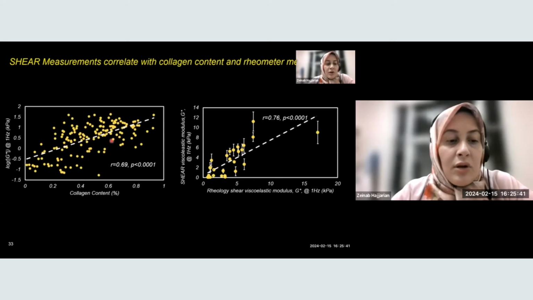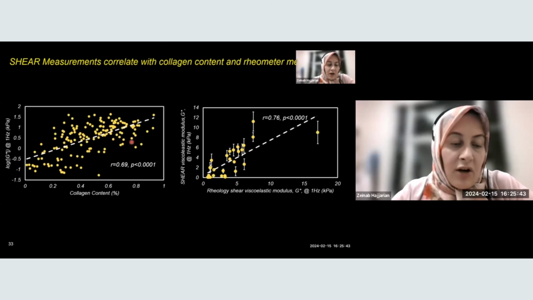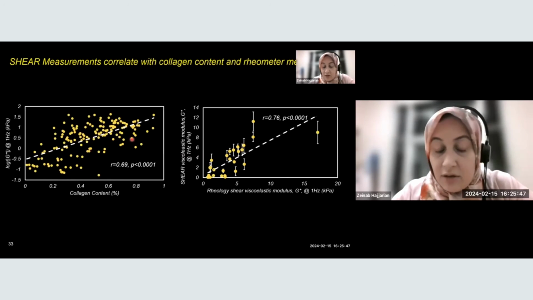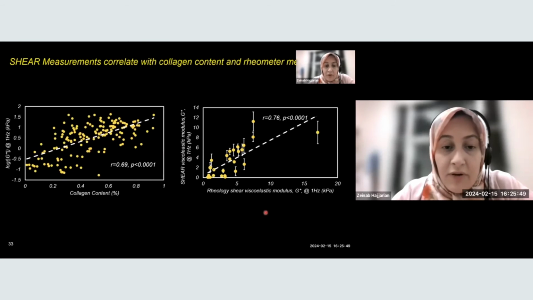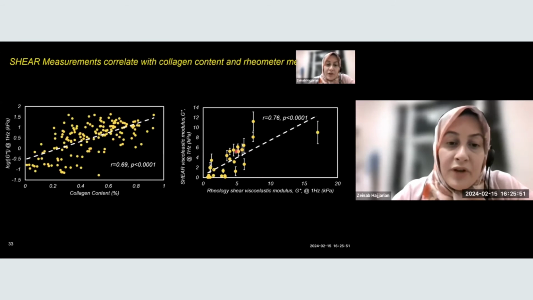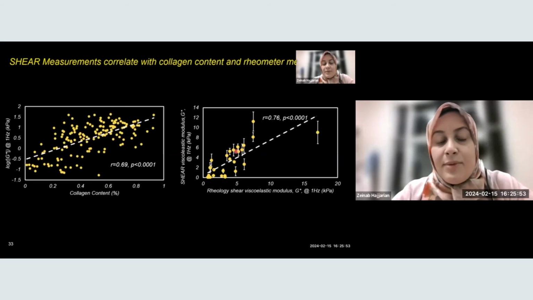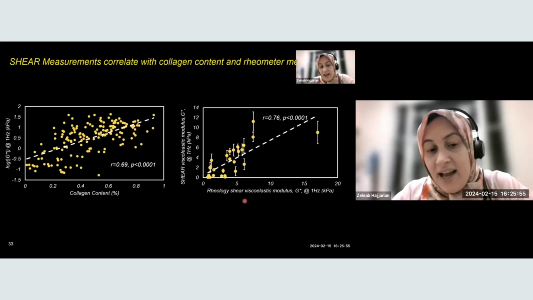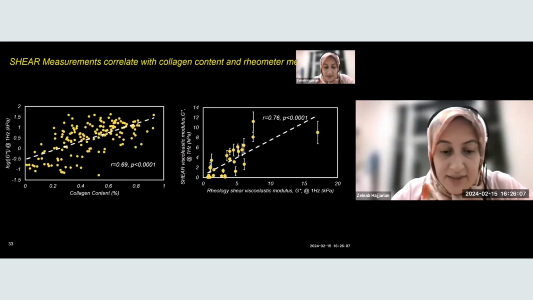And seeing this correlation was promising that we are actually measuring mechanical properties in the context of tissue once again. As another validation, we also did conventional rheology on selected specimens in a subset of specimens, and we found out that our measurements, or average shear viscoelastic modulus, were correlated with what is measured with a conventional mechanical testing device.